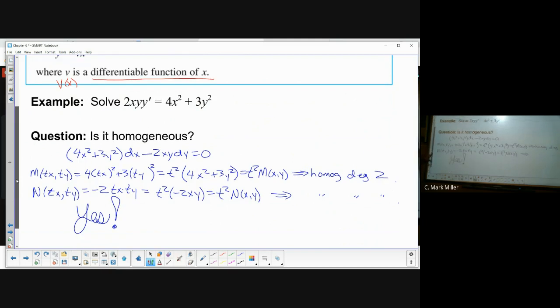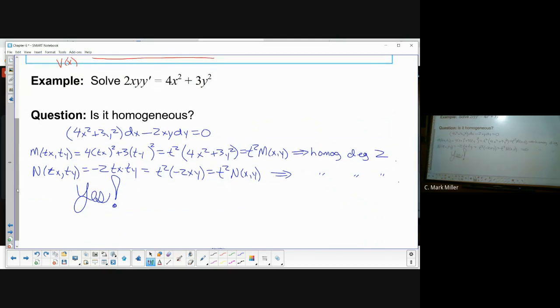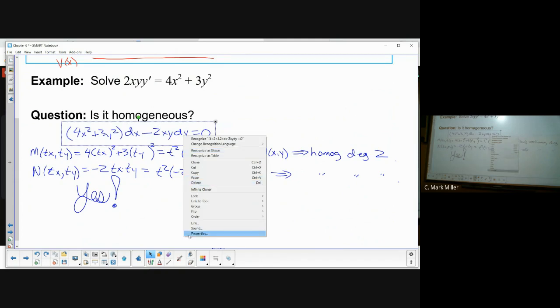So you suspect this is homogeneous. You put it in this form. This is a key form. This is a key step here. This step right here is key. Why is that key? Because that is your standard form. That tells you what M and N is.